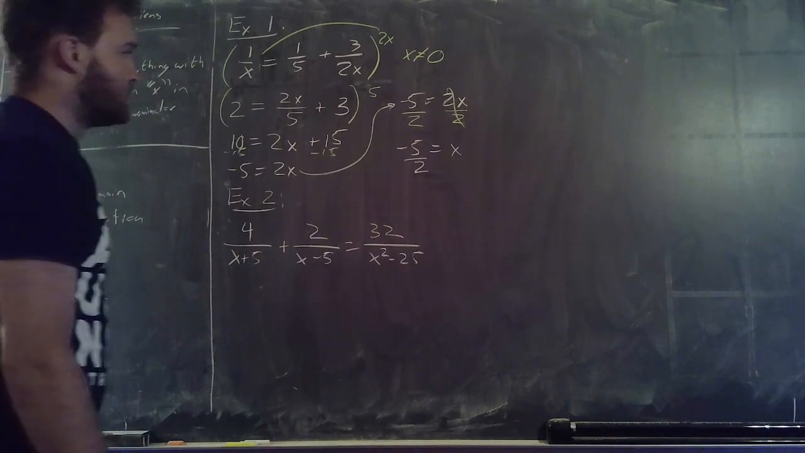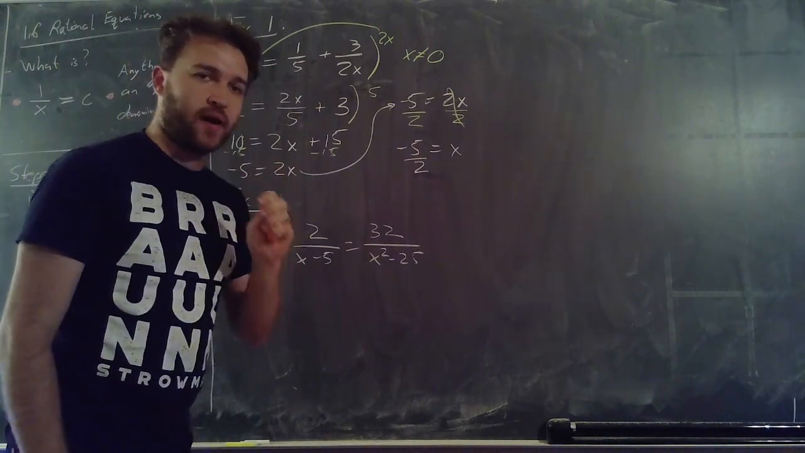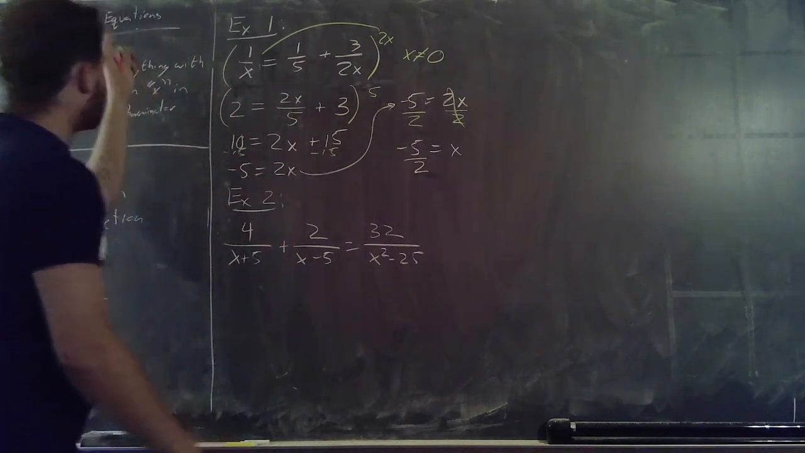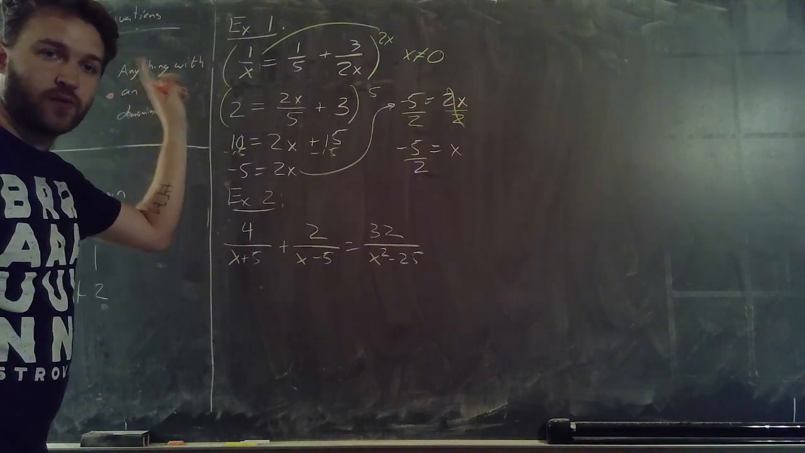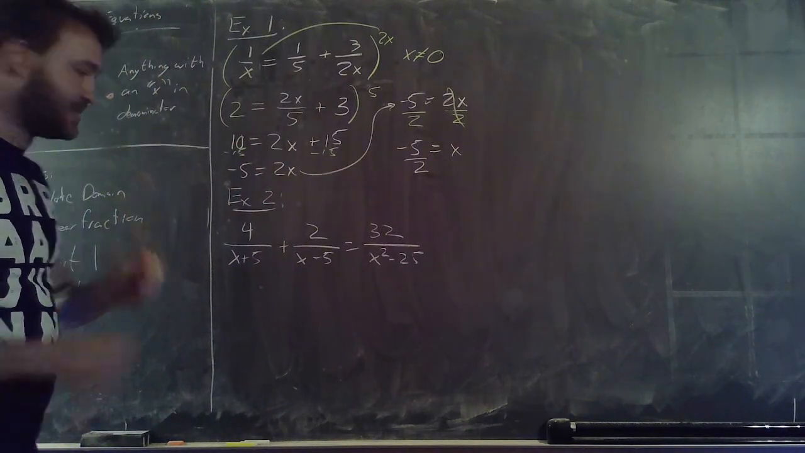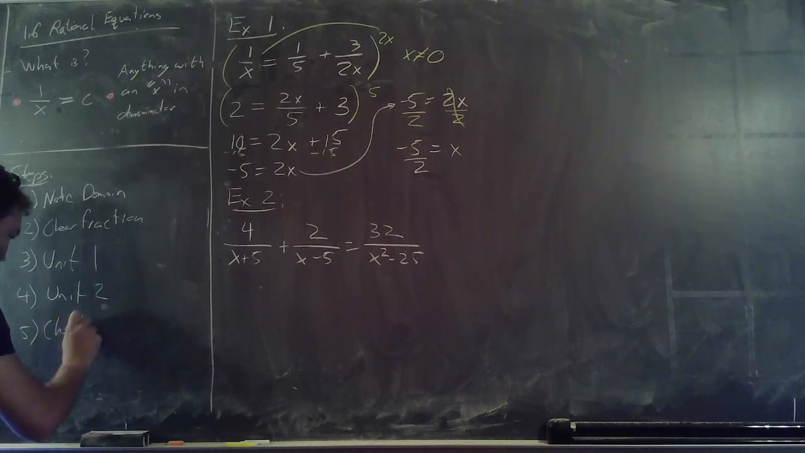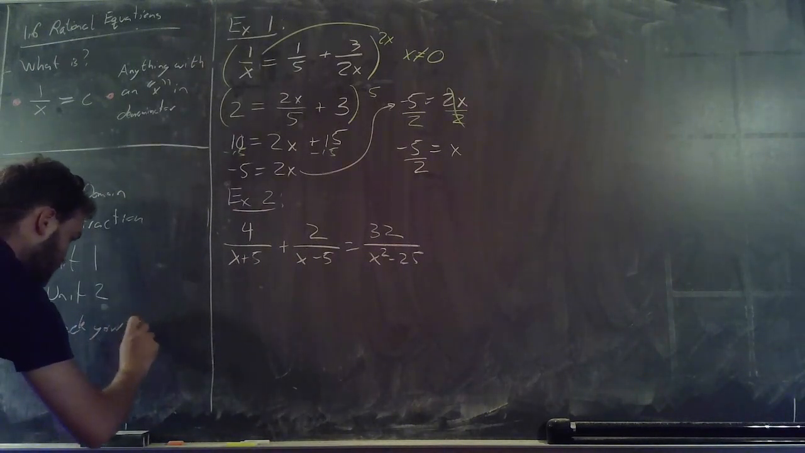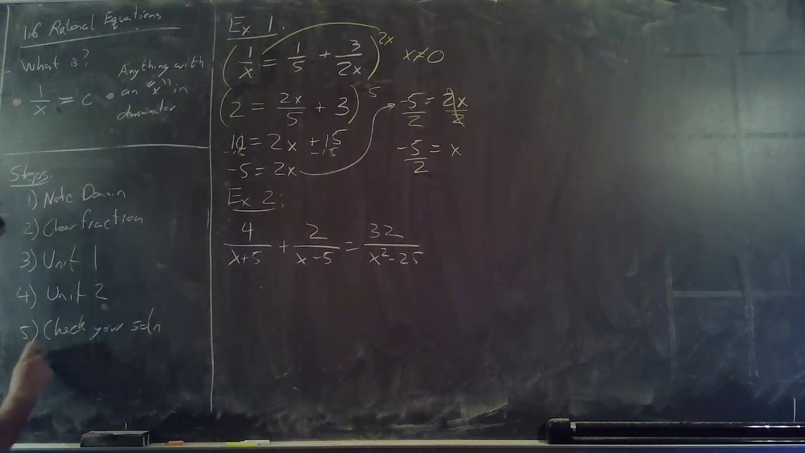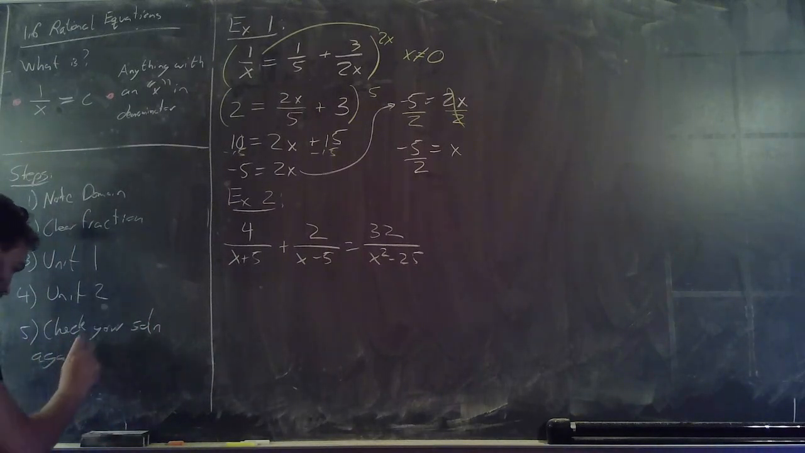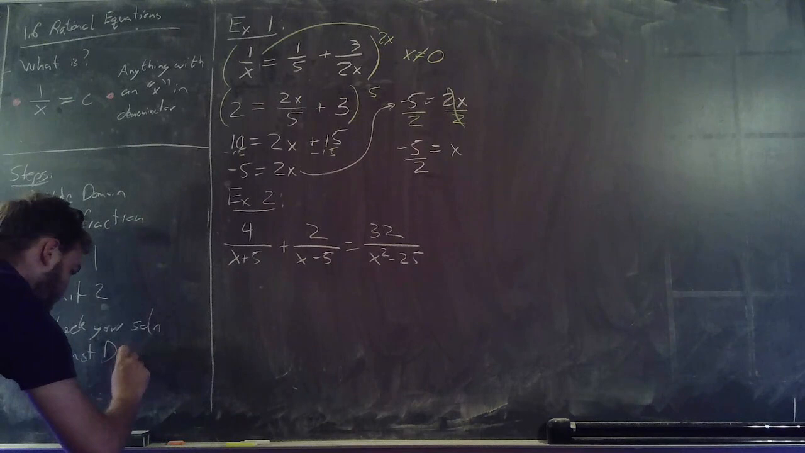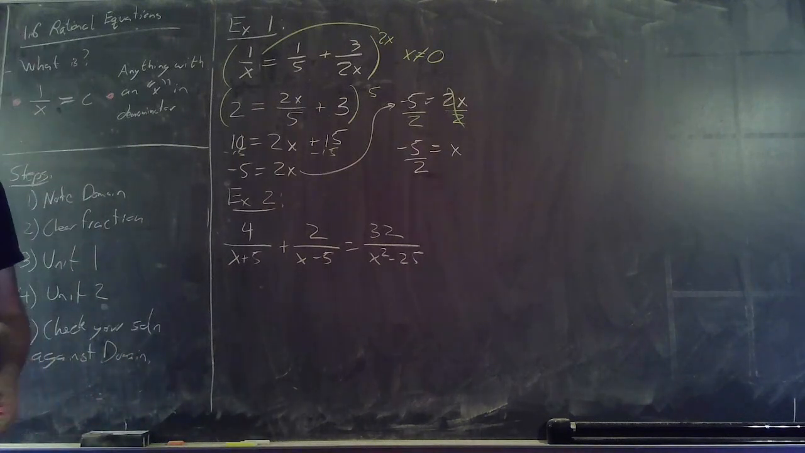But what I need you to be very, very aware of here is that when we're dealing with rational equations or square root equations, there's always one last step, and that is check your solution against the domain. Step 5, check your solution against the domain.